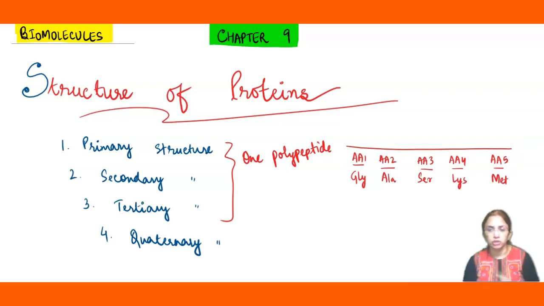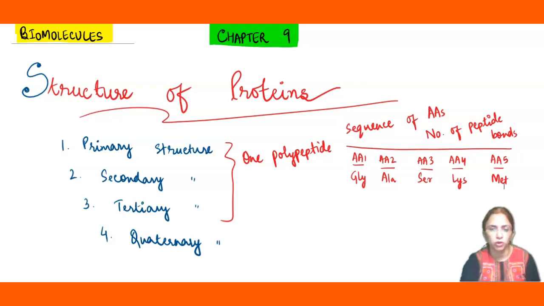So primary structure is telling us the sequence of amino acids, and it is also telling us how many peptide or amide bonds are there in the polypeptide. So primary structure is just giving us this sense, okay? What is it telling? It is telling us the sequence of amino acids, and it is also telling us about the number of peptide bonds. I hope you are clear with it. Let's move on to the secondary structure.